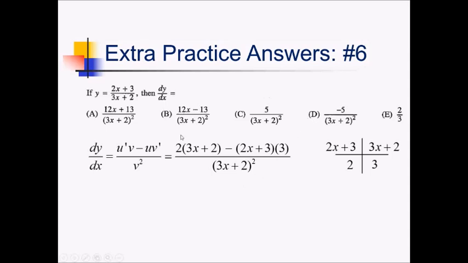So distributing upstairs, I've got 6x plus 4. And then this will be minus, let's see, 3 times these things, that'll be minus 6x minus 9. Combining like terms, the 6x's cancel. So that's just 4 minus 9, which is negative 5. All of that over 3x plus 2 squared, leaving us with answer choice D.